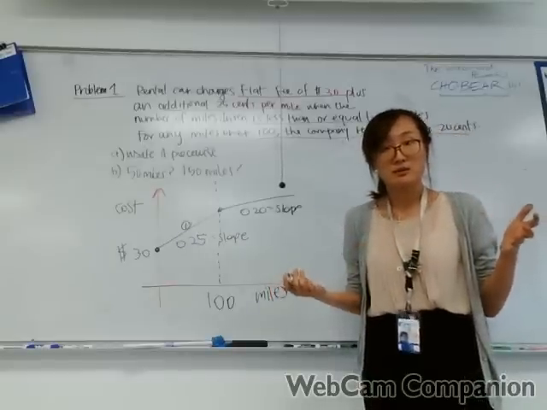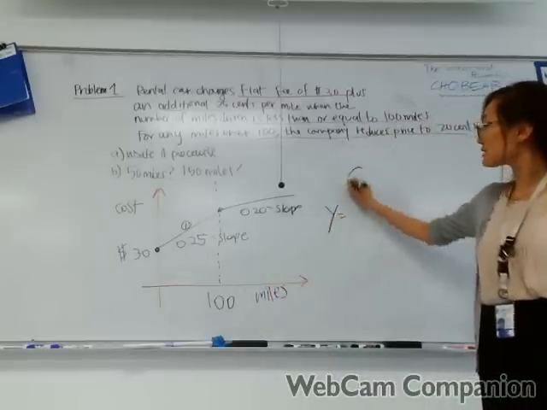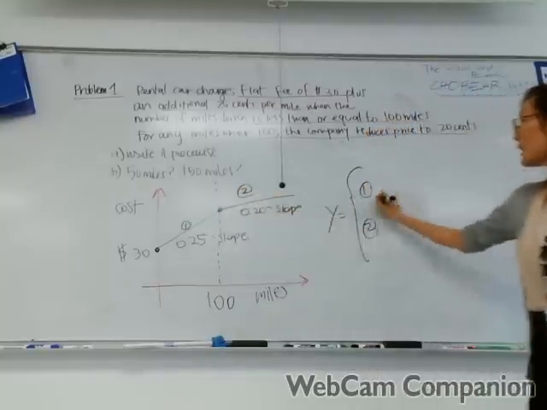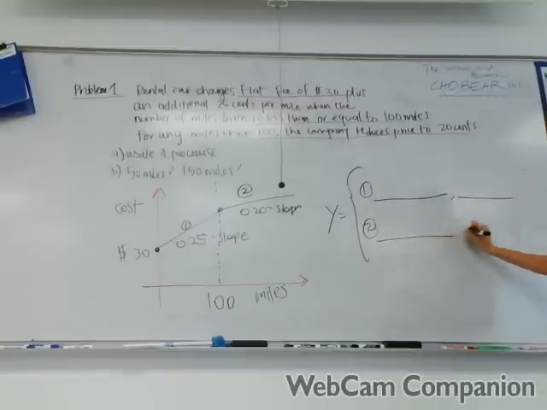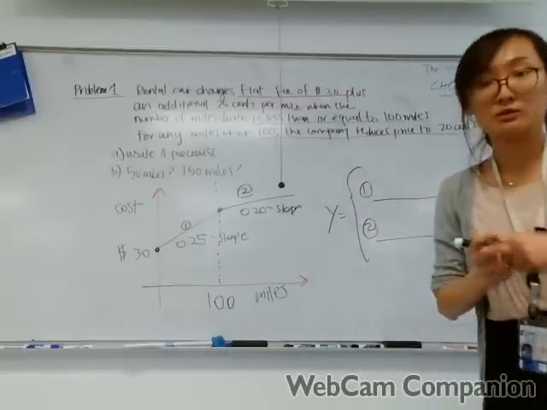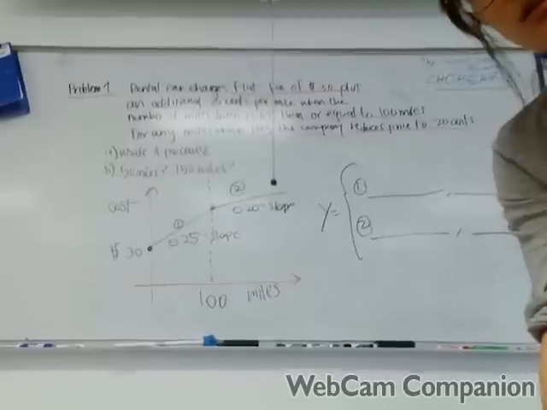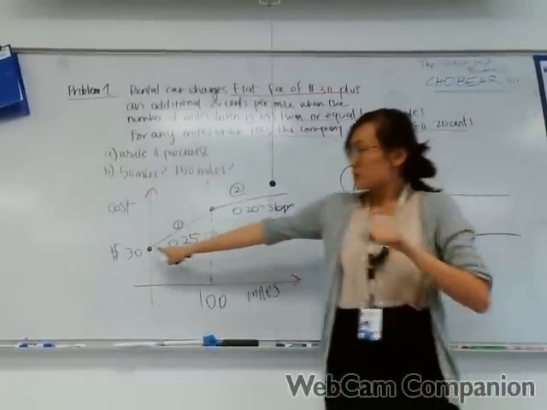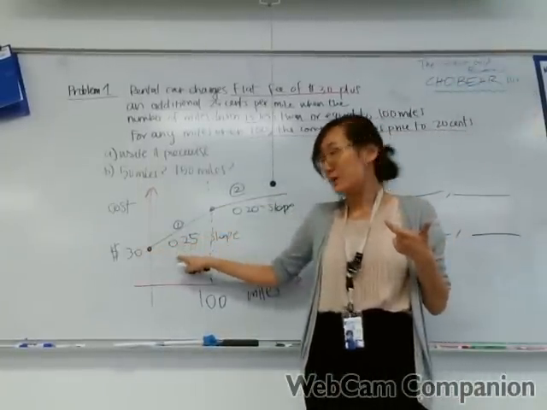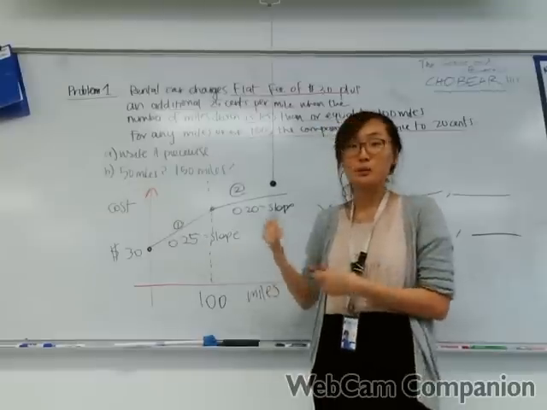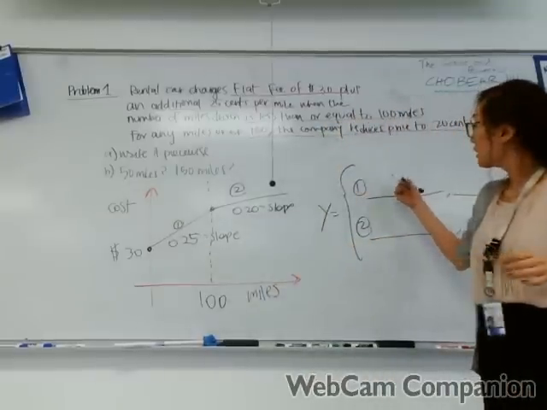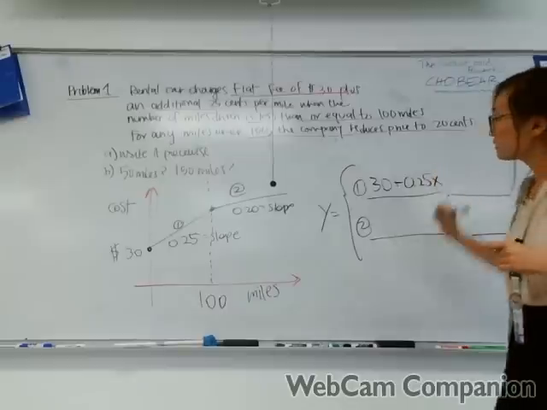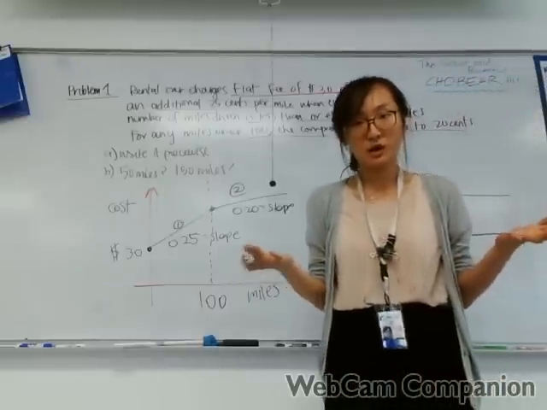I can make a piecewise function from this. Now I have two pieces, piece 1, piece 2. They have an equation and a domain restriction for both of them. Well, let's look at piece 1. Piece 1 starts at 30, and I'm paying 25 cents per mile. So my equation is going to be 30 plus 0.25x. That's easy.